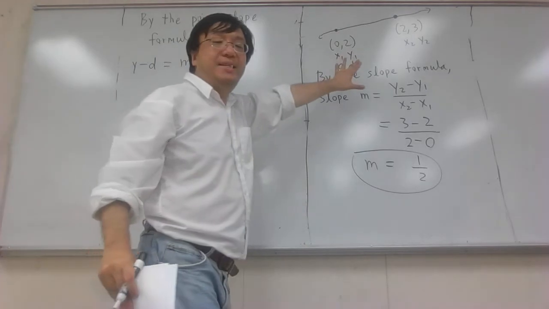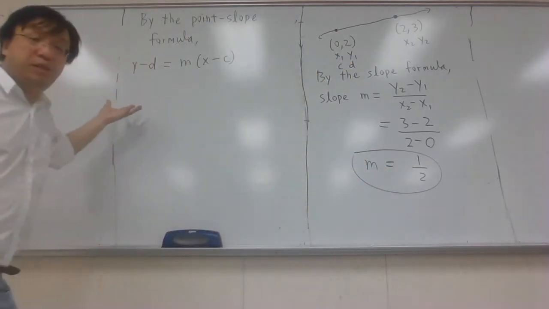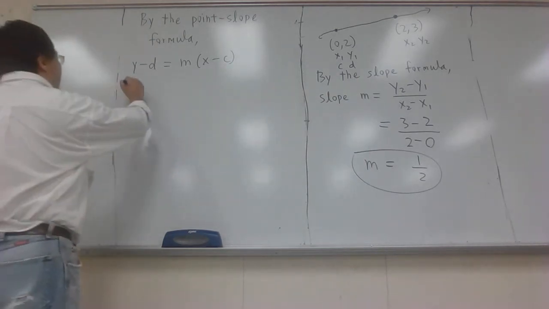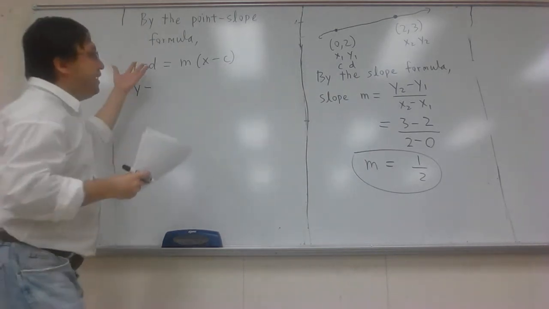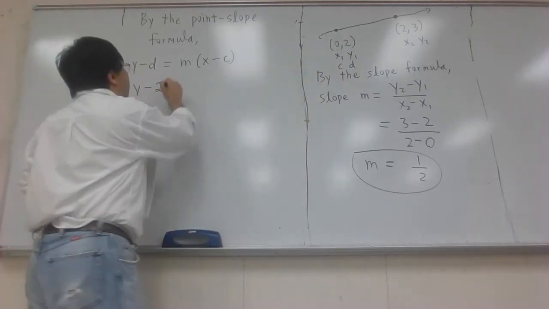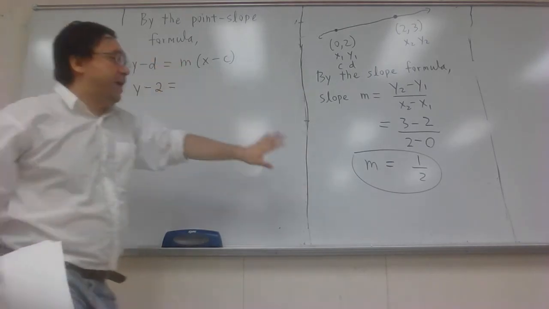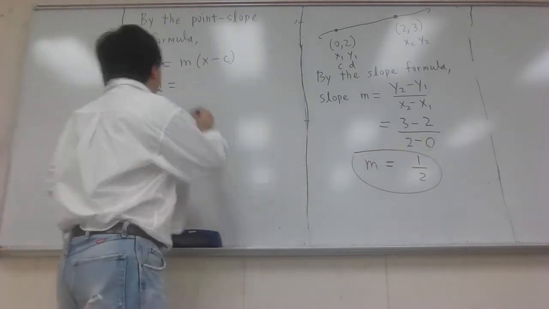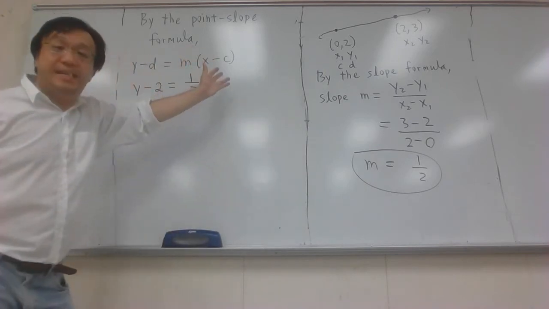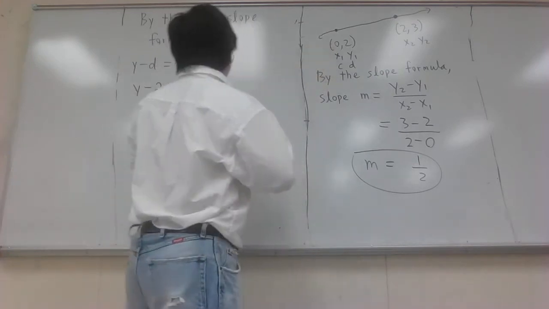Okay, so plugging in this CD and this m equals to 1/2 into this point slope formula, what we get is y minus d, d is 2, y minus 2 is equal to the slope m, which is 1/2, times x minus c, and what's c? C is 0.